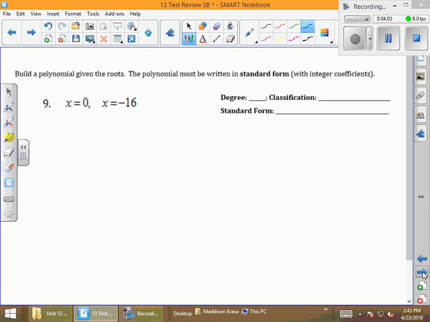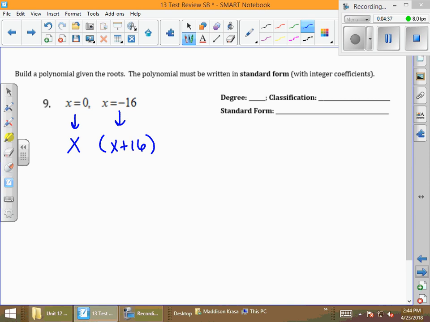All right, number 9, so it says build a polynomial. When we build a polynomial, we first have to put that in factored form. So if we take x equals 0, the factored form of that, we could write x plus 0 or x minus 0 or x. Any one of those would be fine. We tend to write it just with x. It's just simpler like that. So we're going to just leave that as x. And then x equals -16 will be x plus 16. When we write it as a factor, we flip that sign.